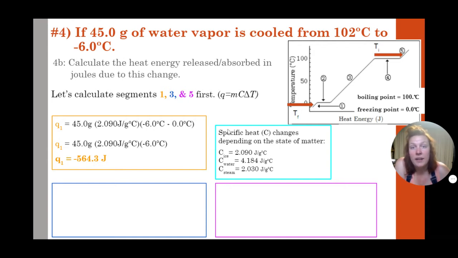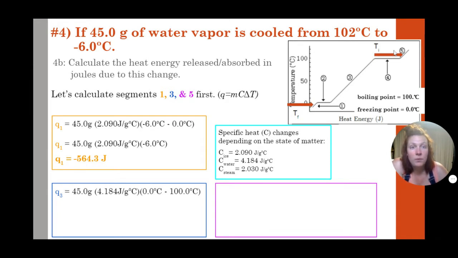Okay, so let's go ahead and calculate for segment 3, another change in temperature. Again, because segment 3 is not going all the way to 102 or all the way down to -6, we have to use the bits that are between the boiling point, this second plateau, and the freezing point or melting point, this first plateau. We know that the melting point or freezing point of water is 0 degrees Celsius, and that the boiling point or condensation point is 100 degrees Celsius.